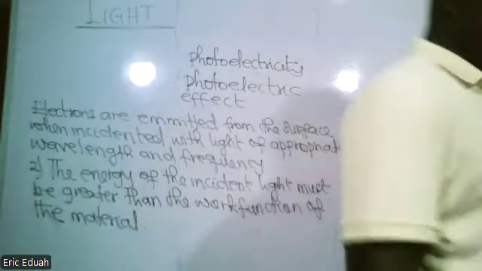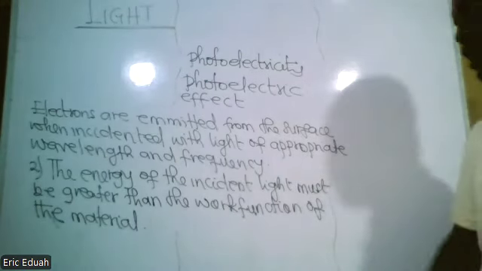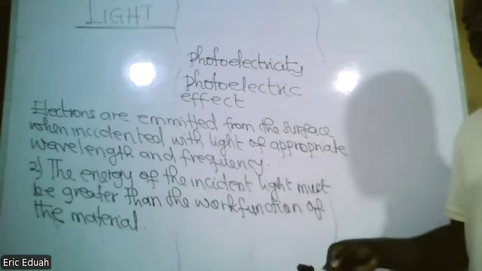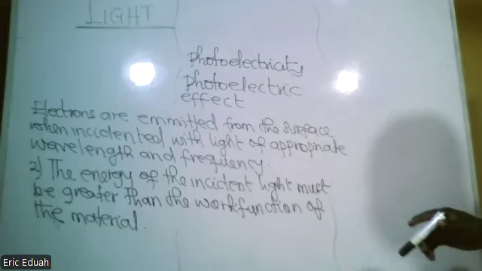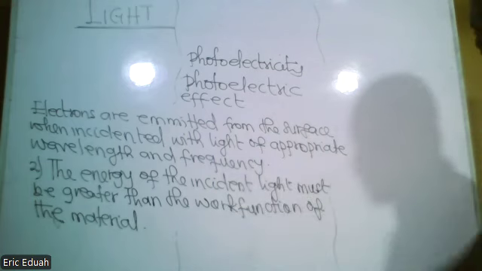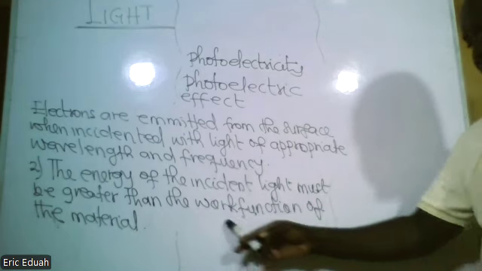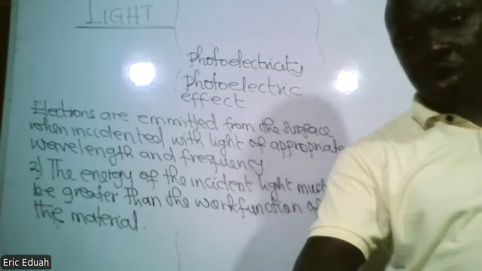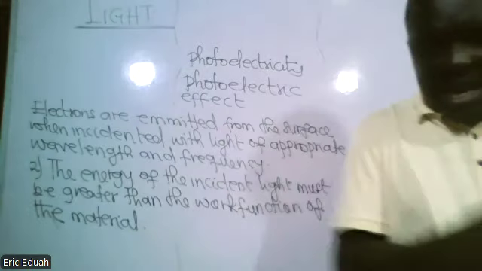The wavelength of the incident light must be appropriate. The wavelength and then the frequency must be appropriate. When we get there, you will understand what we mean by appropriate wavelength and frequency. Now the energy of the incident light we are talking about must be greater than the work function of the material. The work function is also energy.